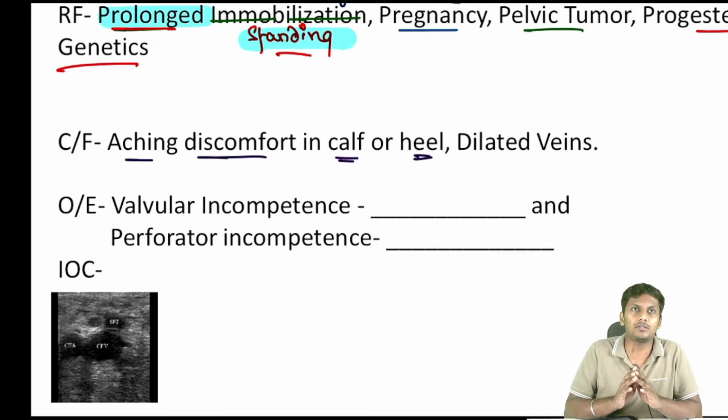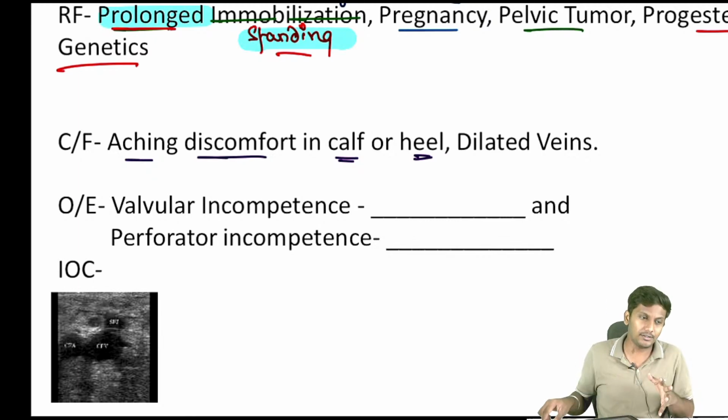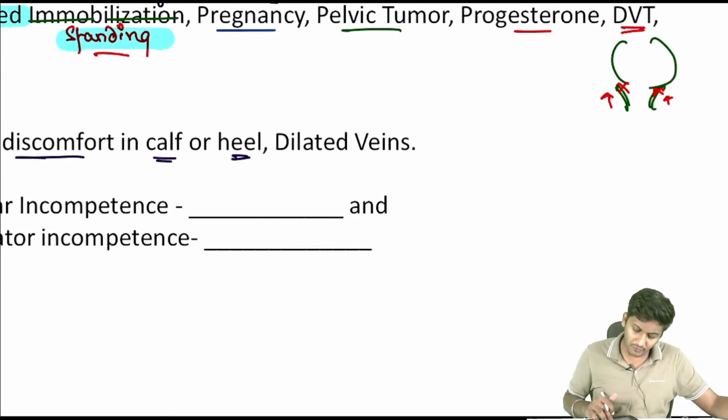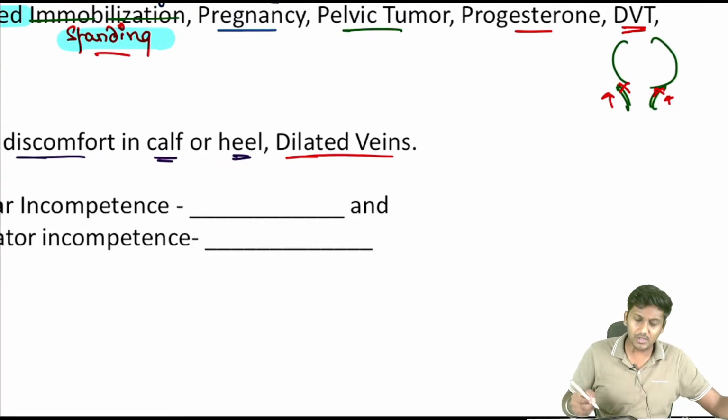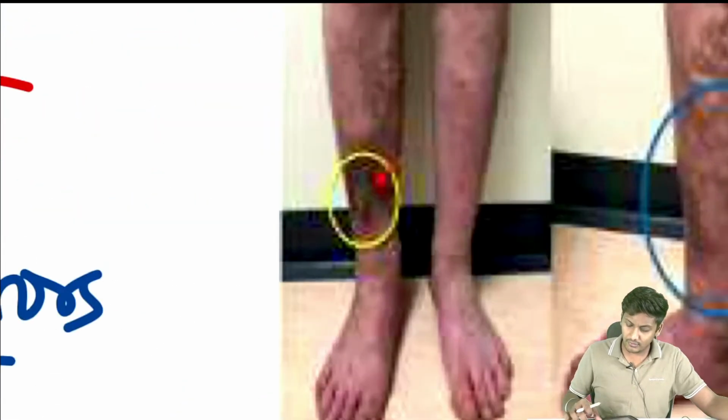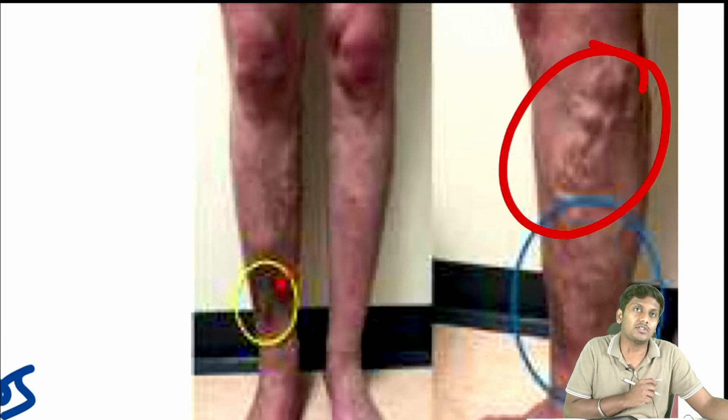Always a patient की leg में हमेशा दर्द रहेगा, either in the calf region or in the heel region. ठीक है? So please remember, aching discomfort will be there in the calf or the heel region. Along with that, you will be able to see the dilated veins. Okay, can you see? This is what is called as varicosities. If you are able to appreciate these dilated tortuous veins which are clearly visible superficially, these are what are called as varicosities. These are the varicose veins.